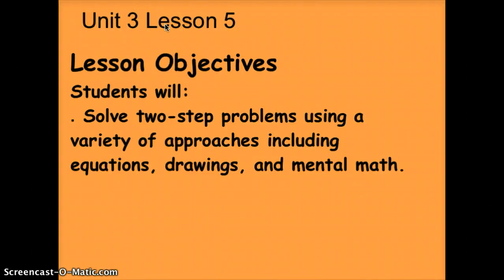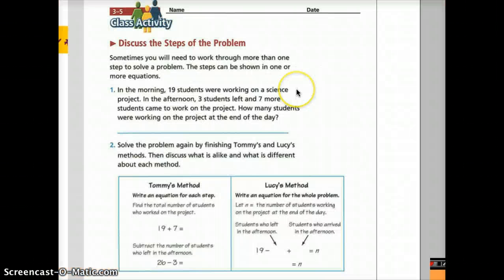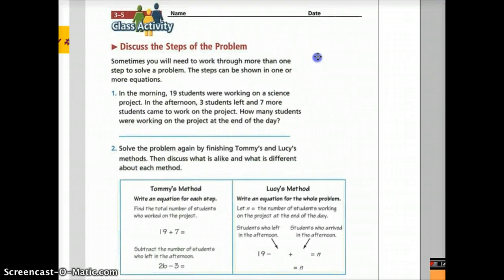All right, this is Unit 3, Lesson 5. Our learning objectives today are: I can solve two-step problems using a variety of approaches, including equations, drawings, and mental math. Remember, mental math is math that you can do in your head. All right, raise your hand for page 135.